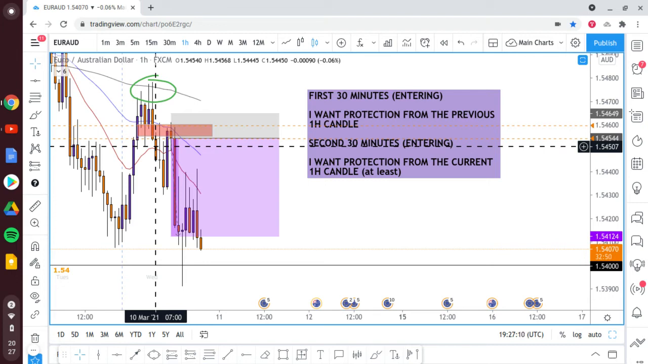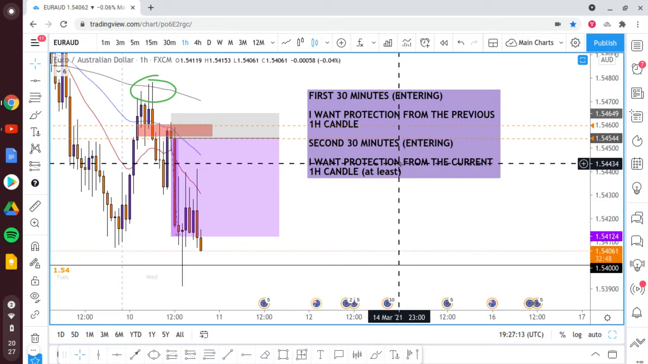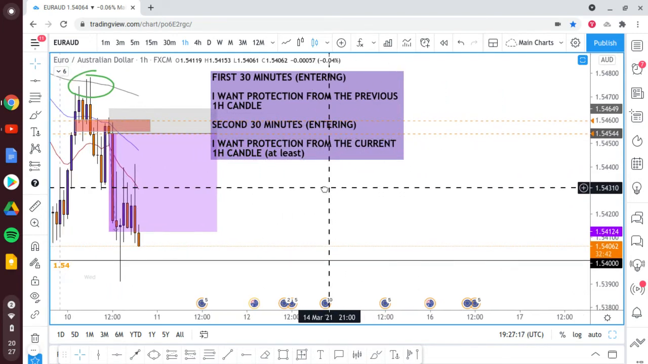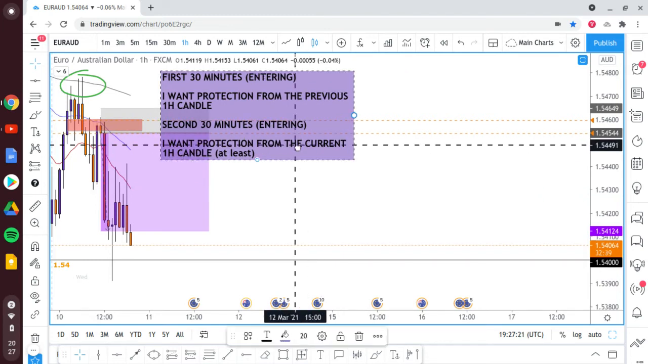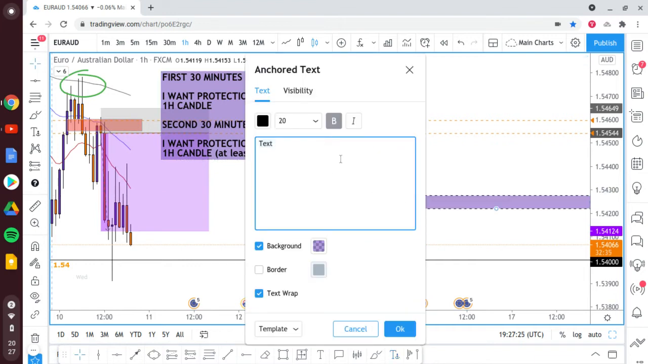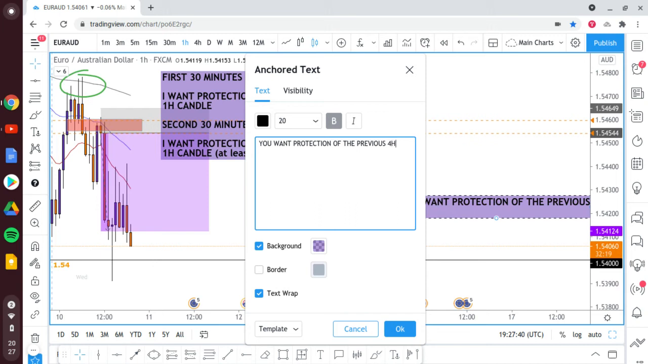Obviously, check it for yourself. So that's continuations. So let me just leave that there. Now, reversals. Reversals, you want protection of the previous 4-hour high or low, ideally.